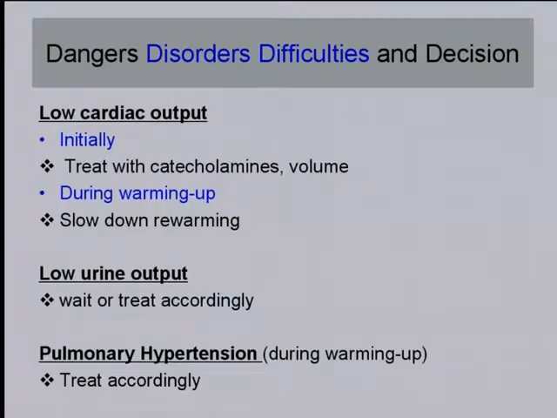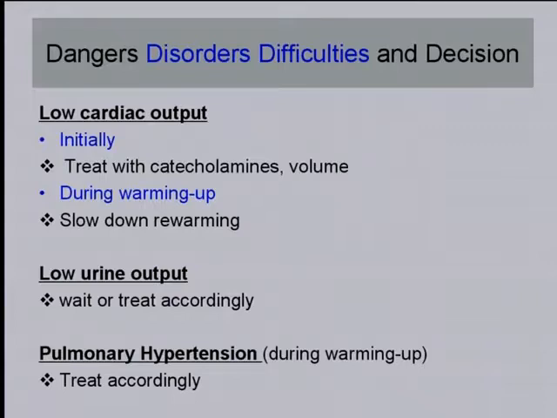Next. You may find low cardiac output as a disorder and it is difficult to treat. You would always treat as you would anyway, with catecholamines and volume. When the blood pressure falls and cardiac output is low during warming up, you would just slow down the warming up. It is not necessary to start catecholamines or add volume, because it's very probably due to the vasculature now distending.